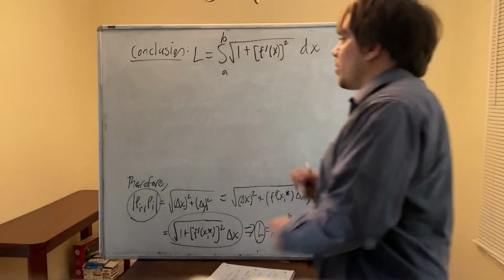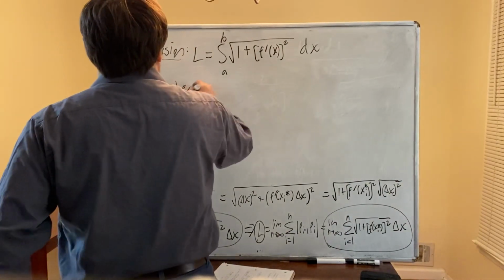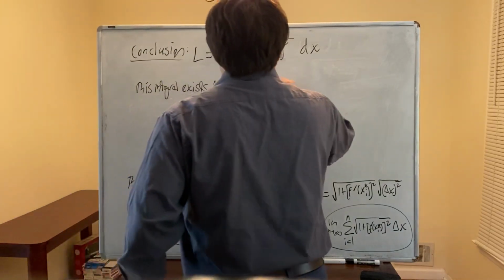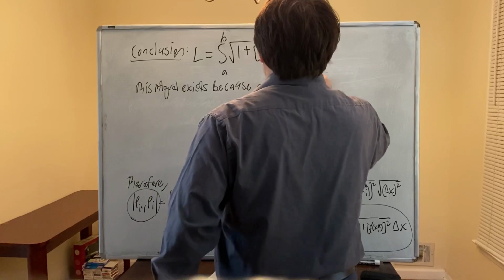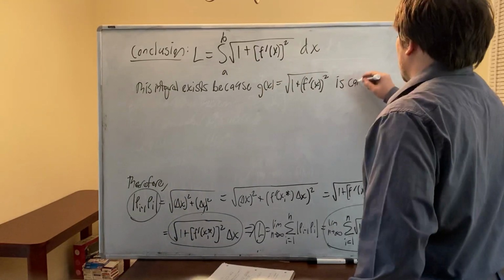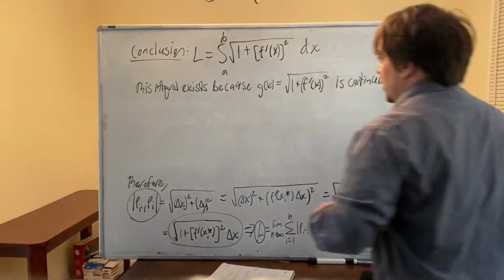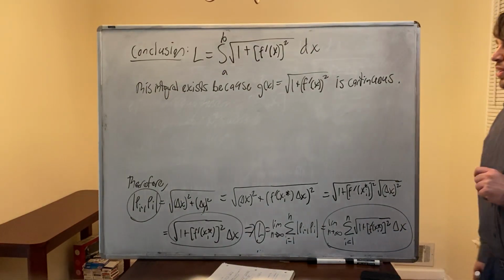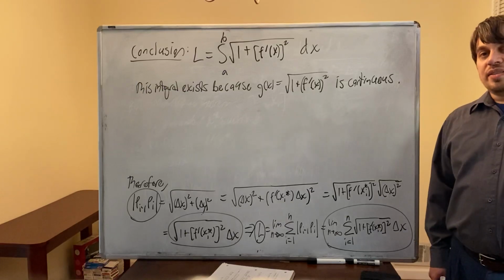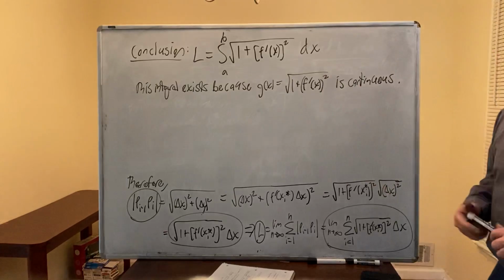Okay, this integral exists because g of x, which is equal to the square root of 1 plus f prime of x squared, is continuous. And that means it's continuous on the closed interval a comma b, which means it's integrable. We said before, if you have a continuous function on an interval, then that function is integrable on that interval. So for this function, that integral exists.